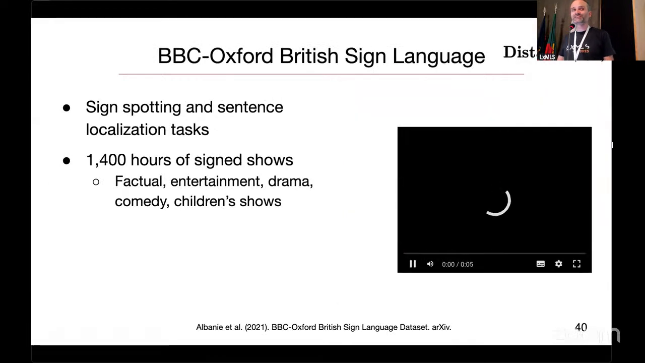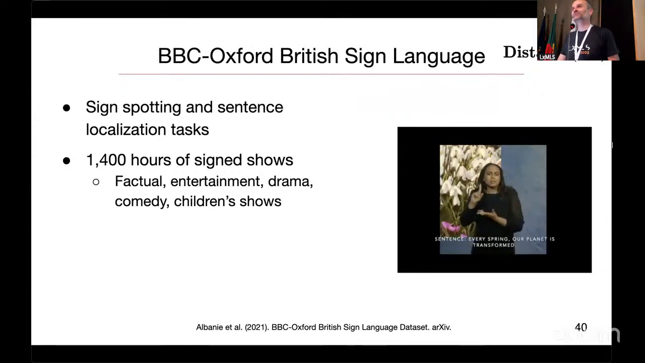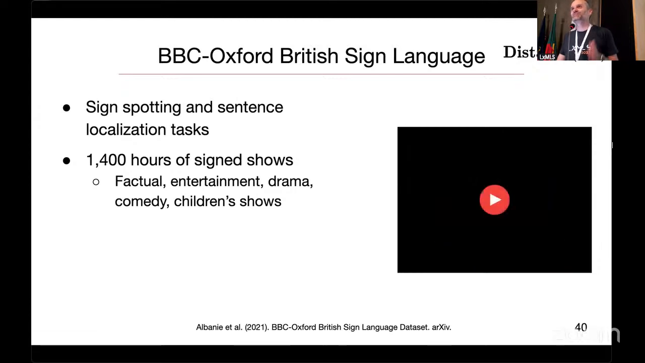As a completely different type of data set, I'm super excited about sign language processing. I think it's a type of vision language learning where not many people have done much work. But this BBC University of Oxford dataset is cool. It's thousands of hours of signed videos covering many different domains, and it's been used for sign spotting and sentence localization. But I think there's also some real scope to do some exciting work further in that direction.